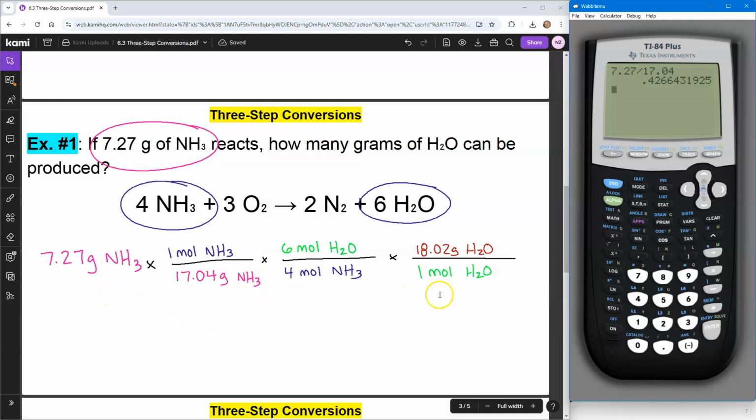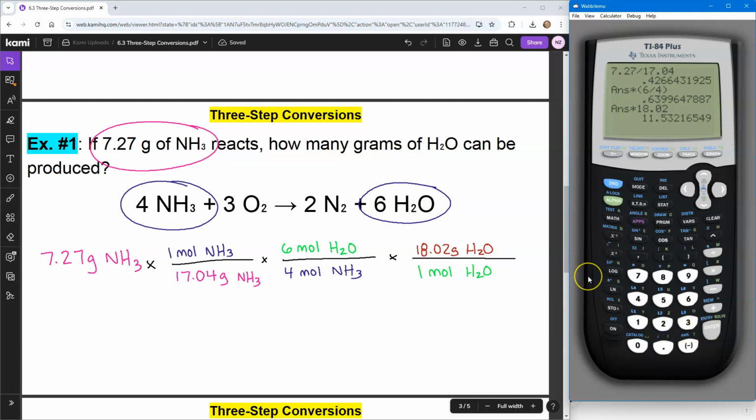Now we want to multiply by 6 over 4. So I'm going to go times, I'm going to use parentheses, 6 over 4. And then finally, times 18.02 over 1 is just going to be times 18.02. Okay, so there's our answer.